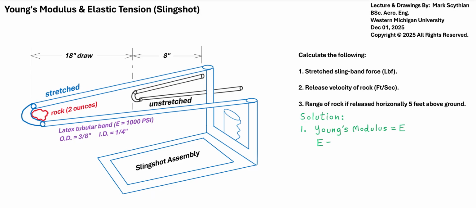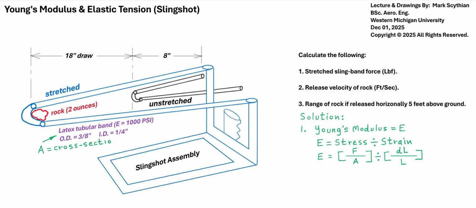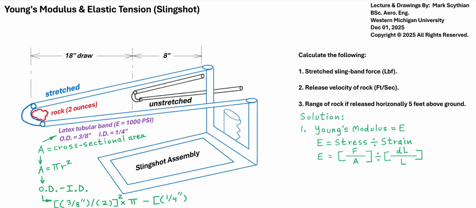So we can start with the Young's modulus E, which is the ratio of stress divided by strain. So we have our equation for Young's modulus E. We can go here to the left and calculate the cross-sectional area of the hollow tubular latex band of the sling. That is going to be the outer diameter minus the inner diameter. You can use pi r squared to solve for both cross-sectional areas and their difference to calculate the effective cross-sectional area. So we calculate 0.06 square inches.